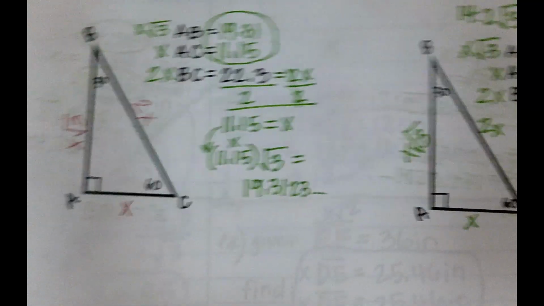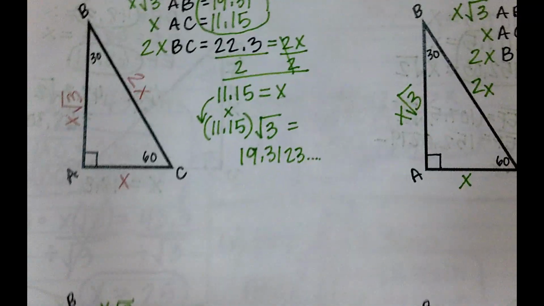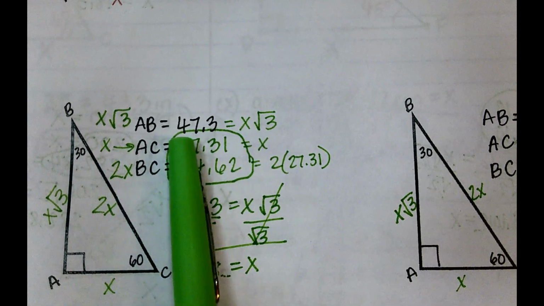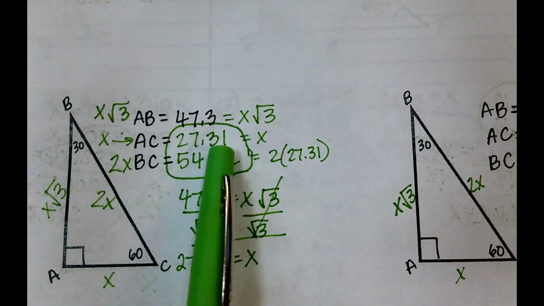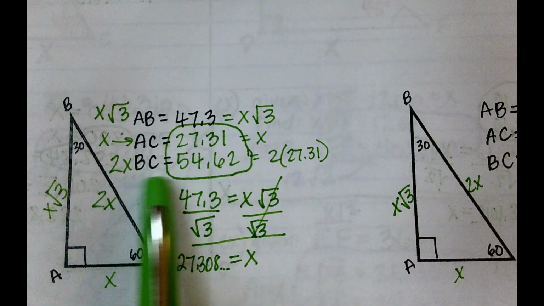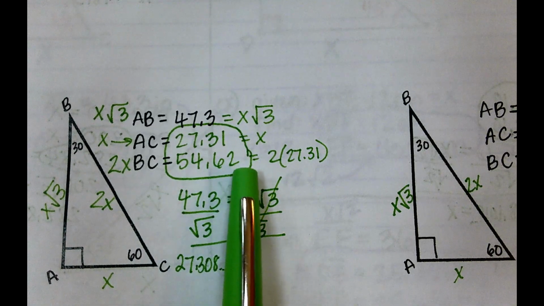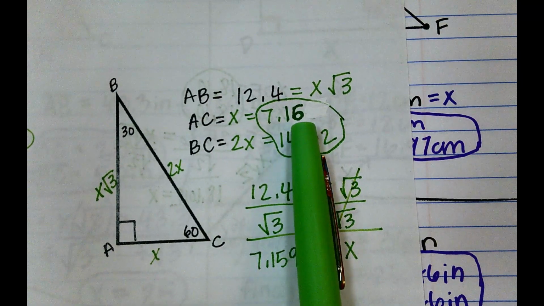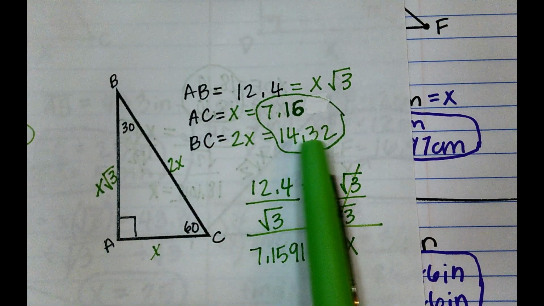Moving down to, I really should have numbered these. Below the first one, this will be the third one. We were given AD is 47.3. AC, you should have gotten 27.31. BC, 54.62. Good. Next one. AC is 7.16. BC is 14.32.